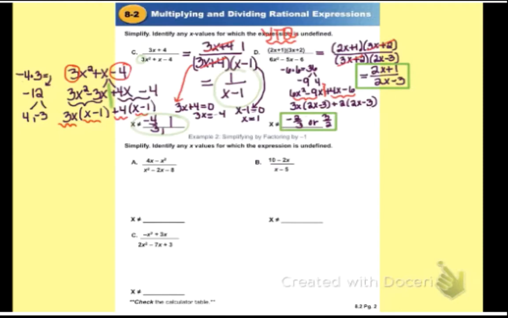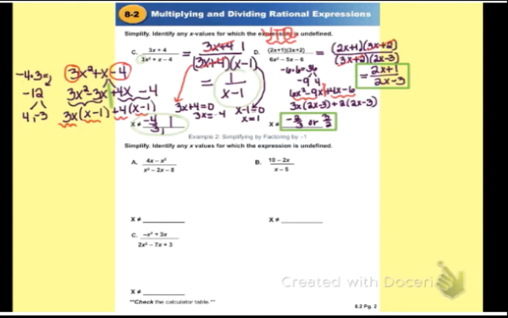So how did you do? If for some reason you didn't get the answer 2x plus 1 over 2x minus 3, and that the two values that x cannot have are negative 2/3 and 3/2, please pause the video and look through the work and see if you can figure out where your error occurred. And also, you may make note on your guided notes and bring that up when I see you in class. Let's go ahead and move on to the next examples.